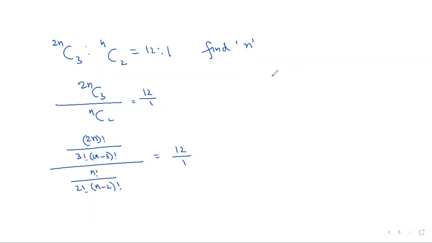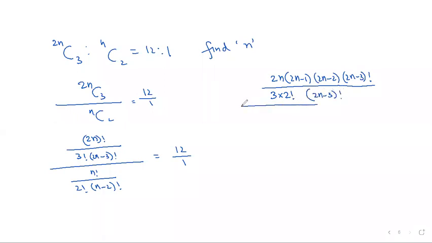So you can write this as 2n into 2n minus 1 into 2n minus 2 into 2n minus 3 factorial divided by 3 factorial, which you can write as 3 into 2 factorial, and 2n minus 3 factorial will get cancelled. Below we have n into n minus 1 into n minus 2 factorial, and n minus 2 factorial will get cancelled, as well as 2 factorial. Correct. So let's see the cancellation.